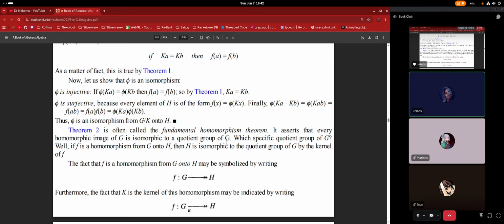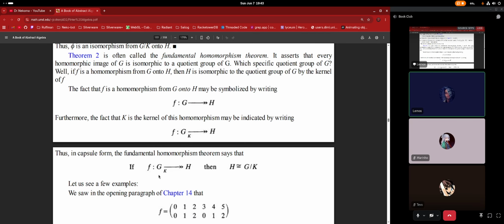Which specific quotient group of G? Well, if F is a homomorphism from G onto H, then H is isomorphic to the quotient group of G by the kernel of F. The fact that F is a homomorphism from G onto H may be symbolized by this writing, and then we can put the K down here to indicate the kernel, that it's G by K, right? So the fact that K is a kernel, blah blah blah, in capsule form, the fundamental homomorphism theorem says that if this is true, then this is true.